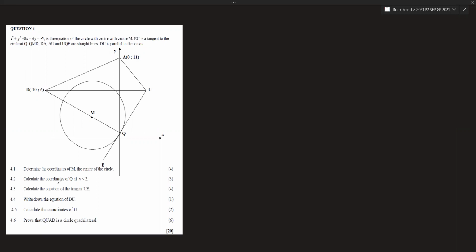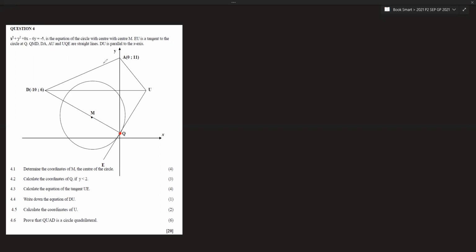This question is suitable for matric learners only, on analytical geometry of circles. Okay, perfect. So now let's read the instructions. x squared plus y squared plus 8x minus 6y equals -5 is the equation of the circle with the center M. EU is a tangent to the circle at Q. Okay, it's a tangent here. This is a point of tangency. QMD, DAU, and AUQE are straight lines. DU is parallel to the x-axis.